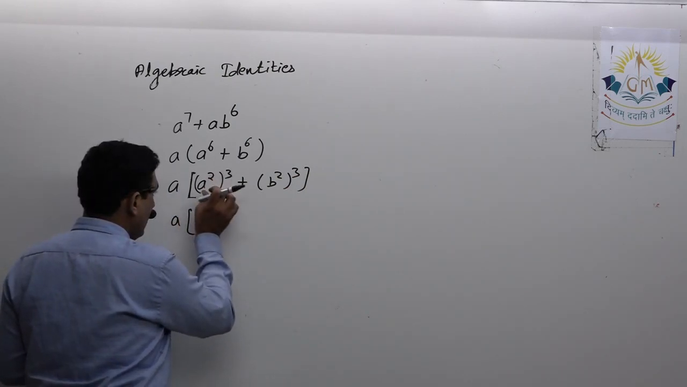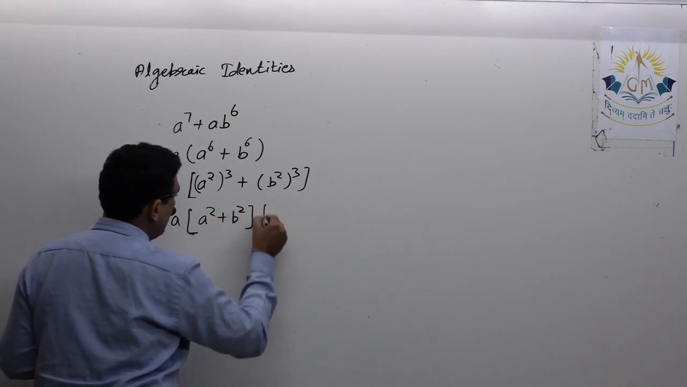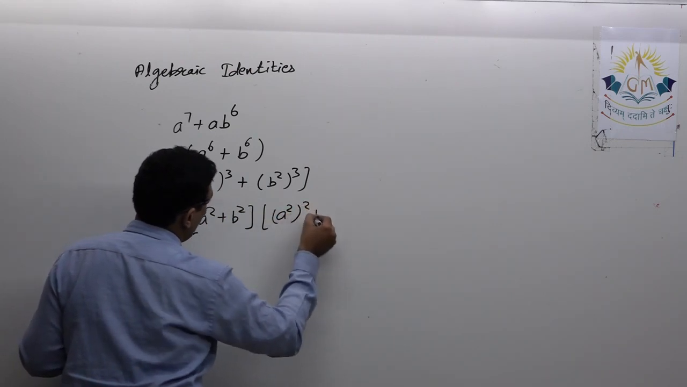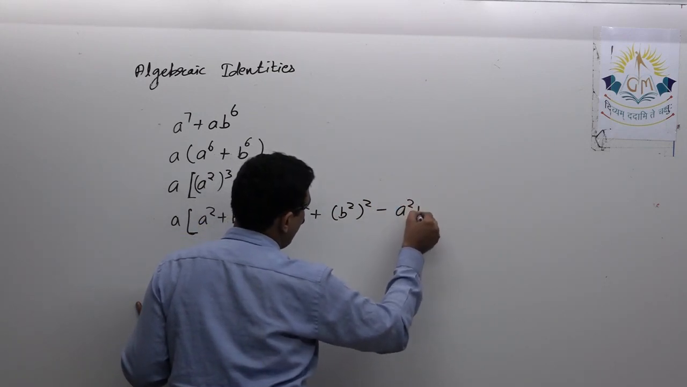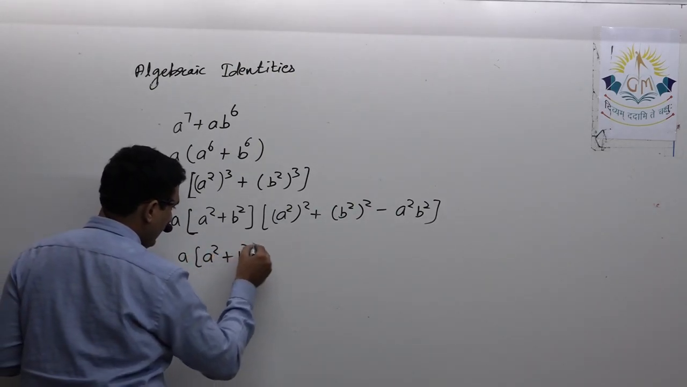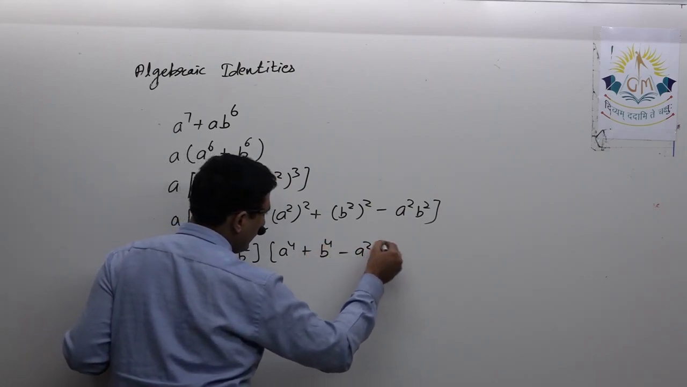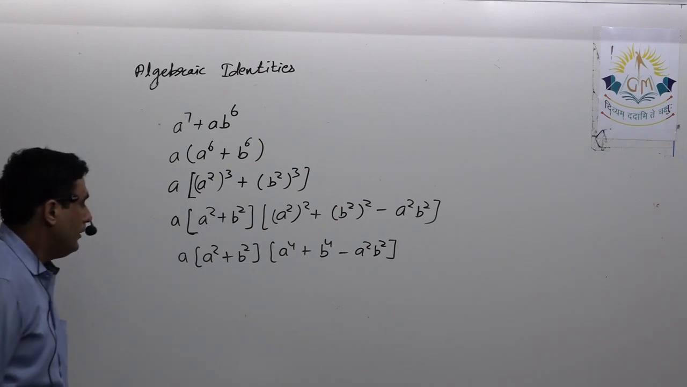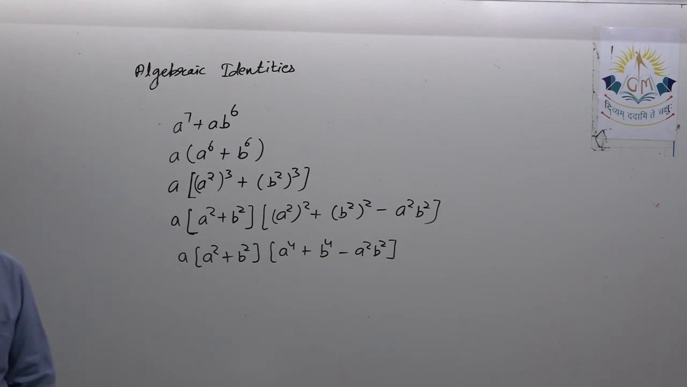So now a cube plus b cube is a plus b, then a square plus b square minus ab. So ultimately the factors are a square plus b square, and from here a raised to 4 plus b raised to 4 minus a square b square. Okay, so these are the factors. So note it down, then we'll see the next question.